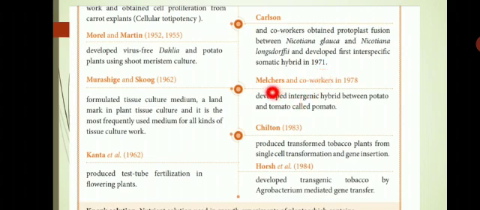Next scientists were Melchers and co-workers in the year 1978. Melchers and co-workers developed an intergeneric hybrid. Inter means different, generic means genera. A hybrid between potato and tomato.